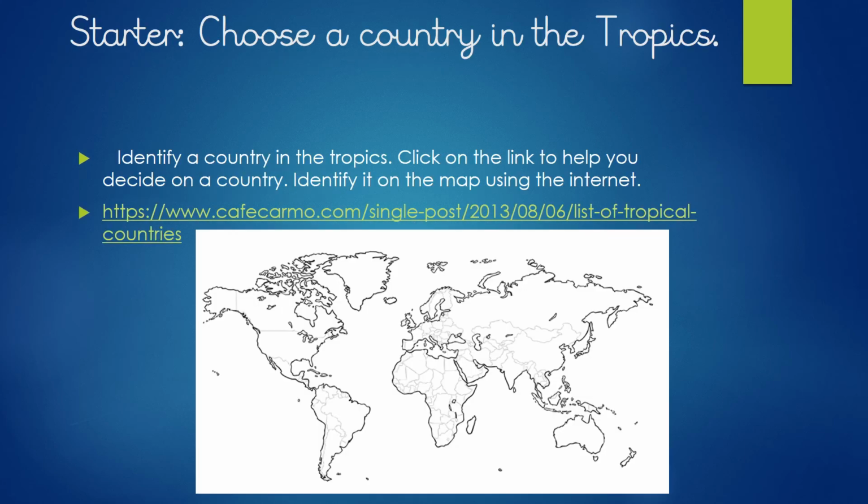To start off with then, as a starter, you're going to choose a country in the tropics. So if you click on the link, you will have a list of countries. Then what you can do is use the internet to find out where this country is on the map in the tropics, and please label it so that you are familiar with where it is in the world.